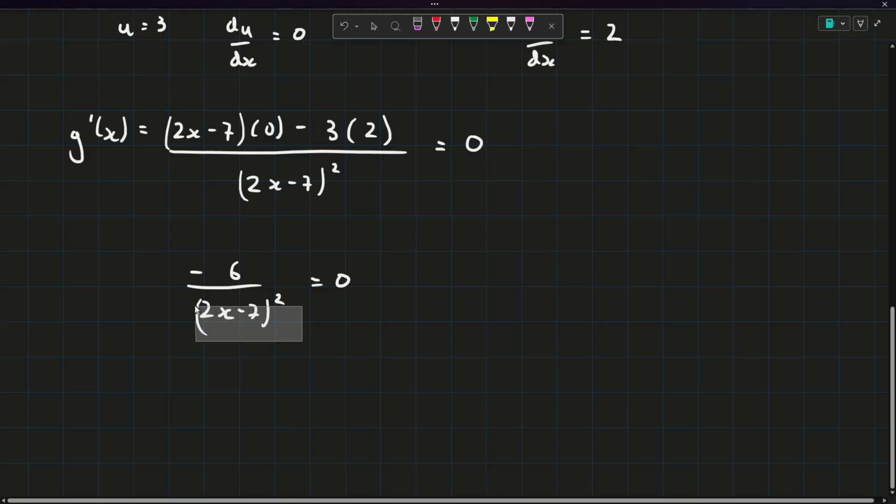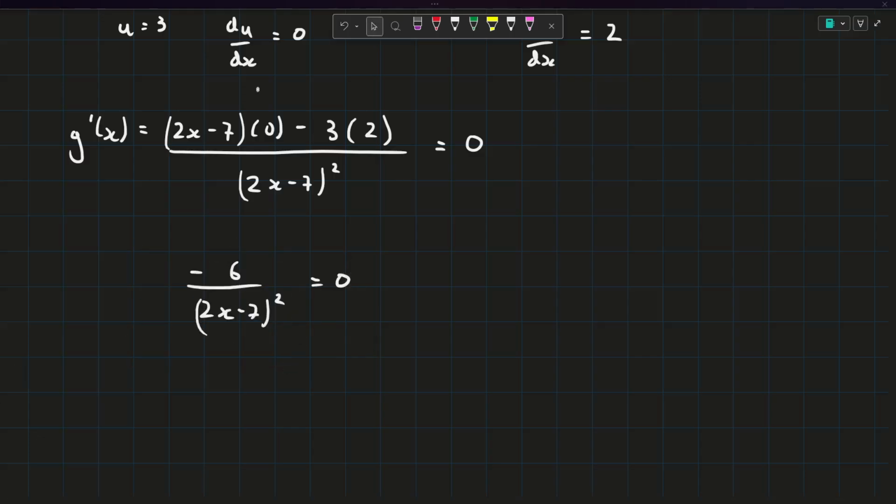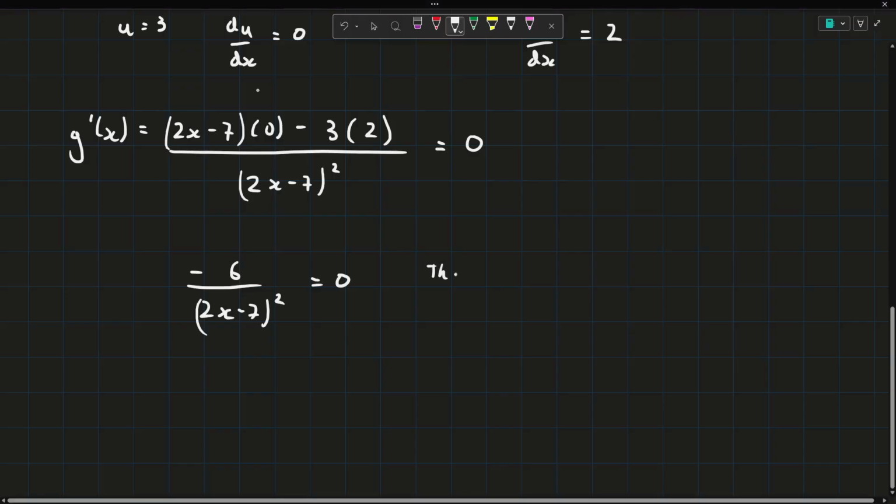You can't actually make the denominator anything to make the whole fraction be equal to 0. So one way you could say this is you could say this can never be 0. This can never be equal to 0.